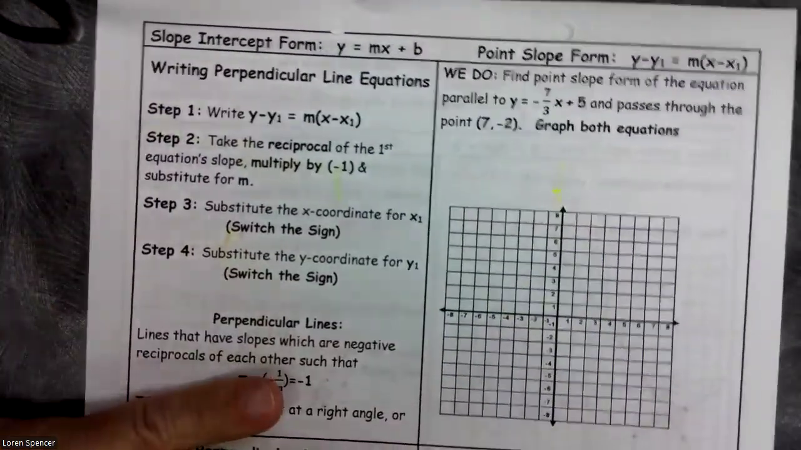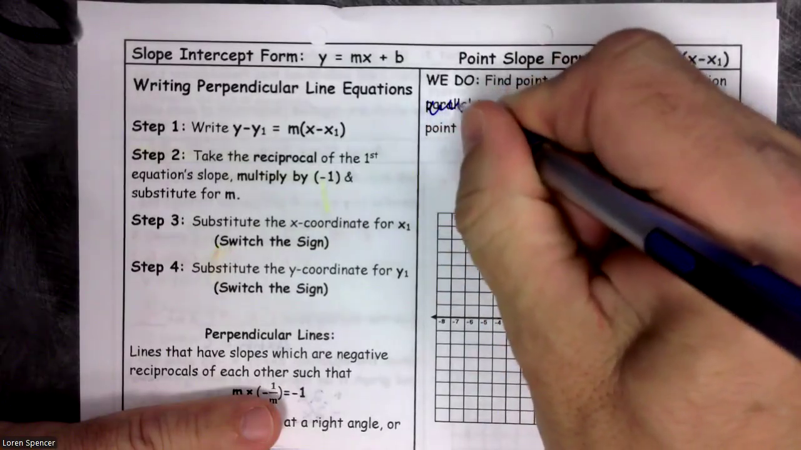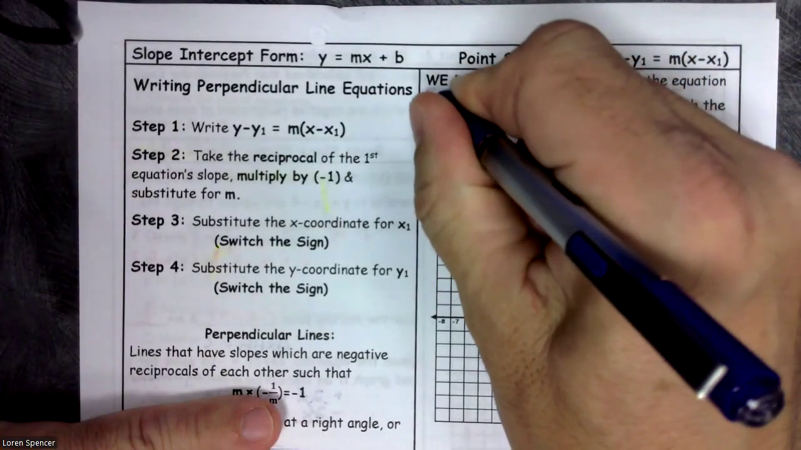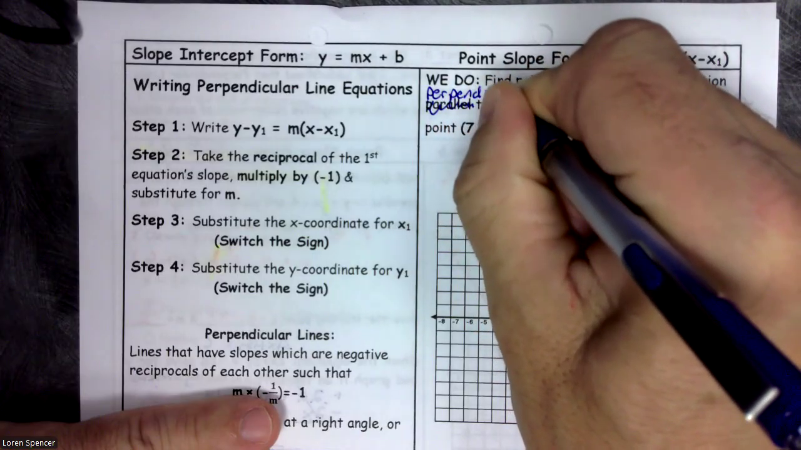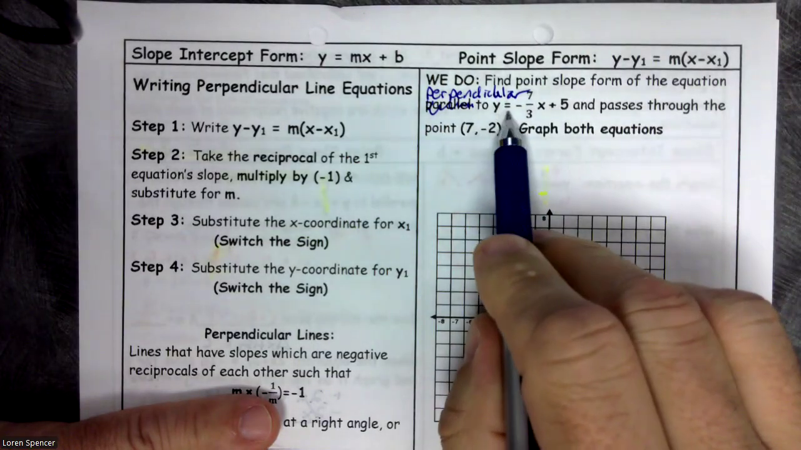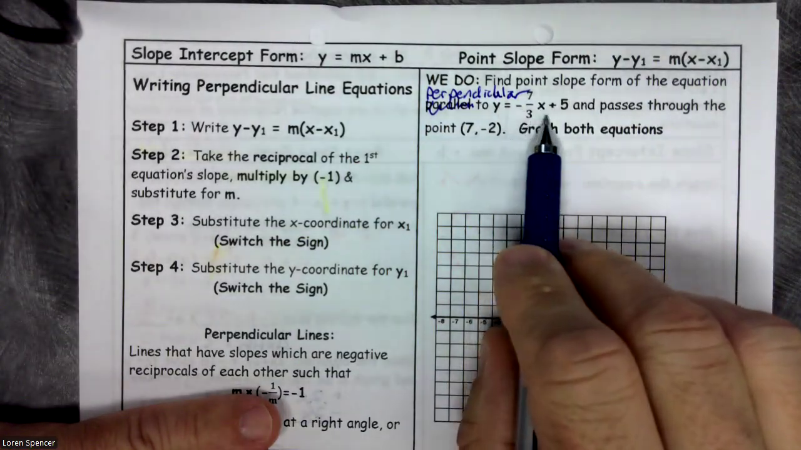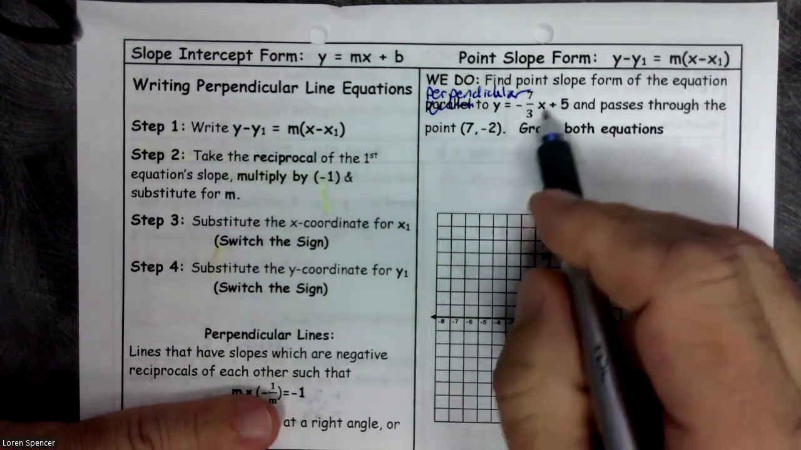All right, we have a typo that wasn't fixed. It says find the point slope form of the equation parallel. No, we're not dealing with parallel today. We want to deal with perpendicular, to y equals -7/3 x plus 5. It says graph both equations. So let's go ahead and graph this first one.